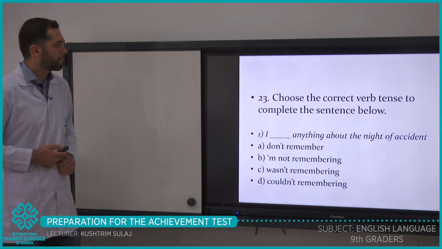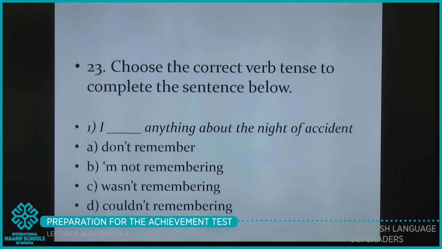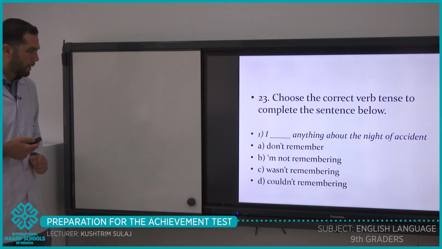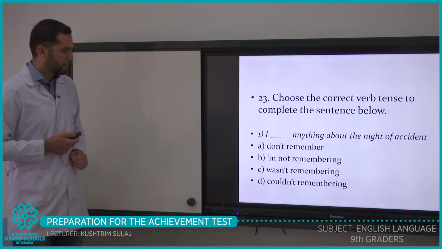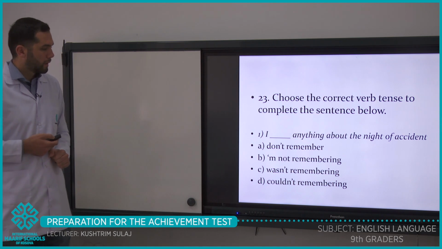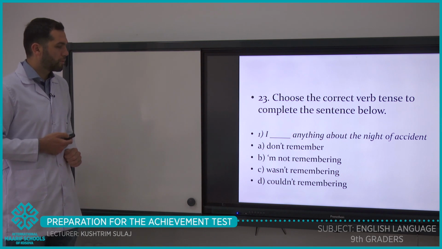Number 23, choose the correct verb tense to complete the sentence below. A, I don't remember. B, I'm not remembering. C, I wasn't remembering. And D, I couldn't remembering anything about the night of the accident. Now this is a grammar question. Analyzing this sentence and having options like I'm not remembering, not remembering doesn't sound correct. Wasn't remembering.